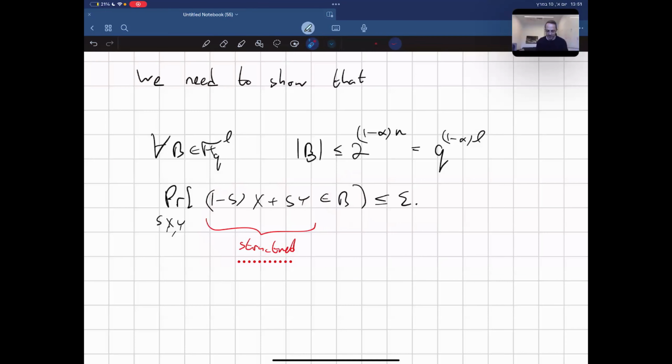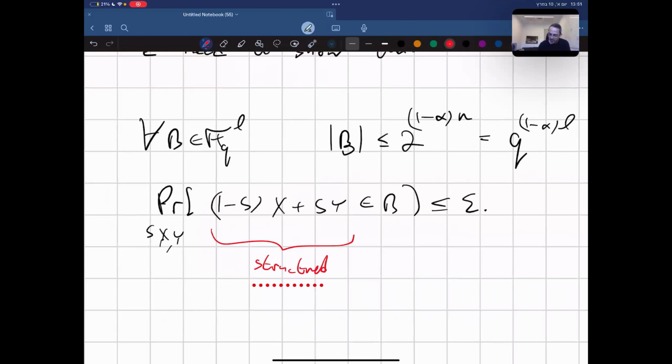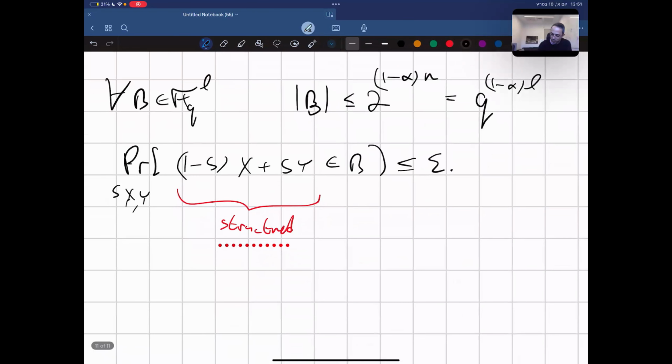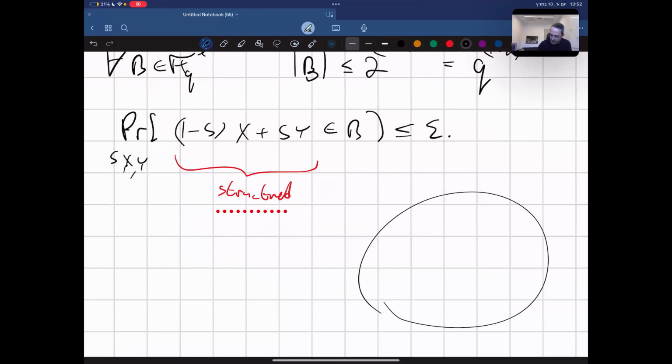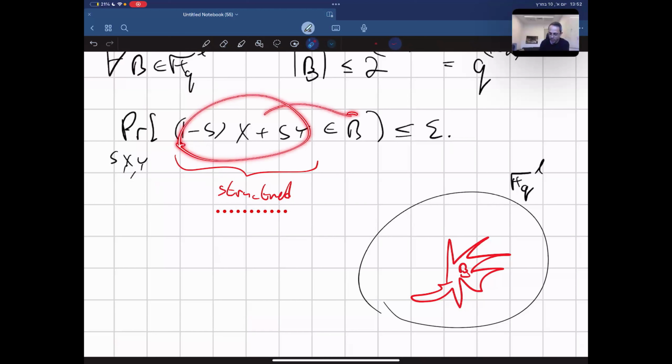When you want to analyze something, you need everything to be structured, not half structured, half a mess, right? So what we are going to do is we're going to do the following. So think of this as FQ to the L, and you have this set B, which is really bad. So I'm drawing it like crazy. It's a crazy set, but it's not too large. So that's B. And we want to show that our random variable doesn't fall into B too often.